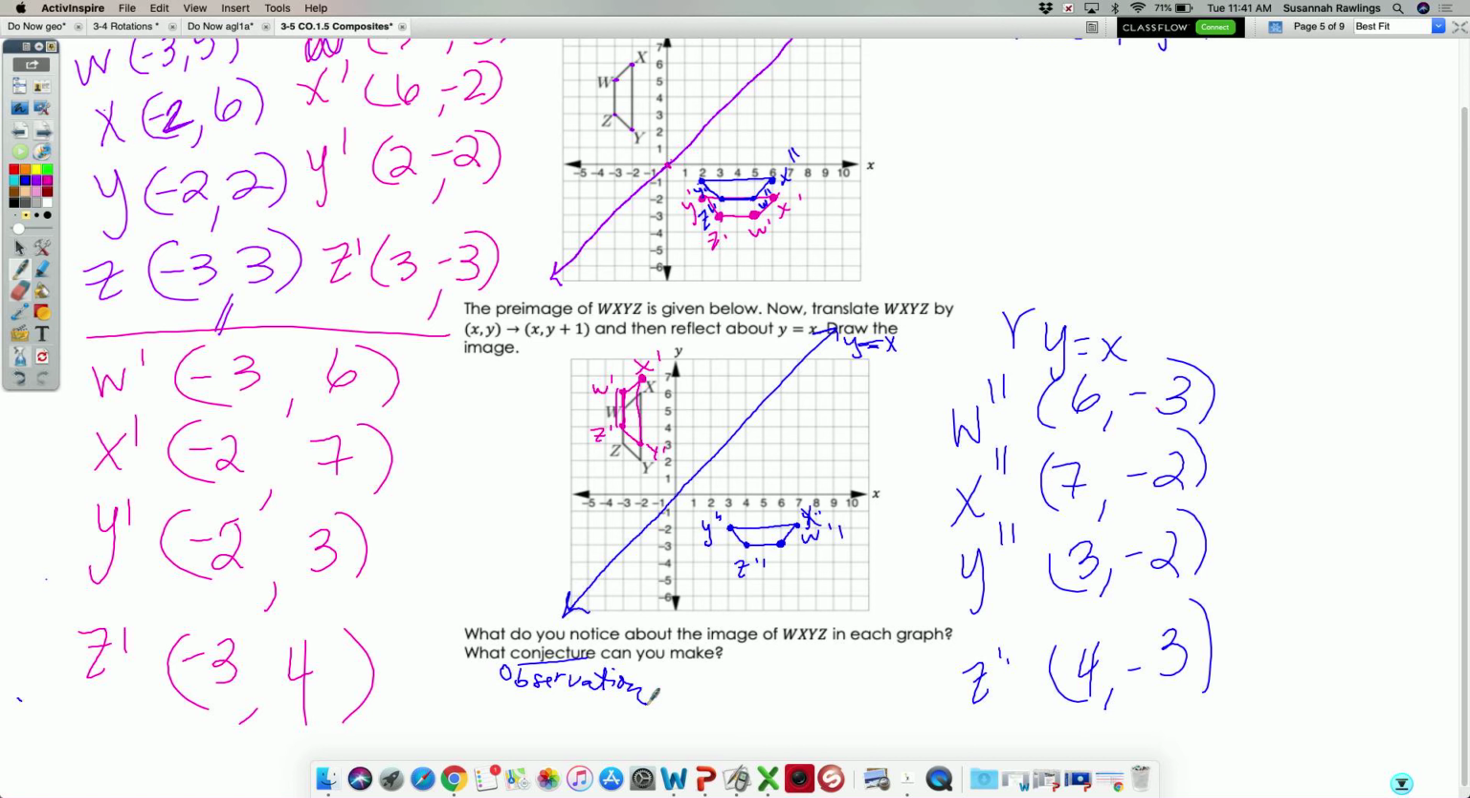Y. Y is at 3, -2 on this image. Where was Y double prime here? We didn't write that down. Where is Y double prime here? 2, -1. Are those at the same spot? No, they're not. So what would we say our observation is? Does the order matter? Yes, it does. So the order of the transformations does matter.